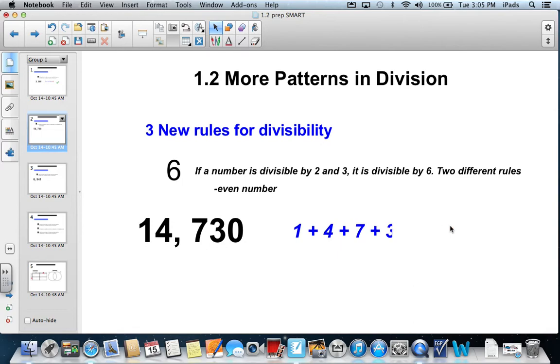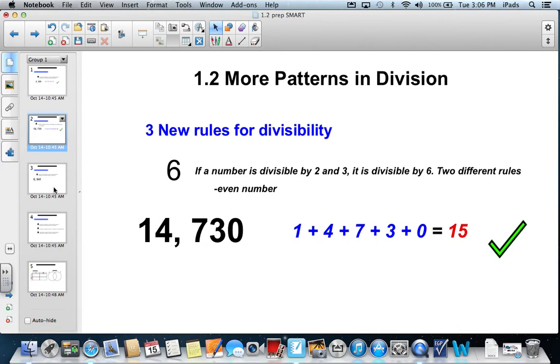So we're going to start at the beginning. 14,730, you add those digits together, 1 plus 4 plus 7 plus 3 plus 0. 1 and 4 is 5, 5 plus 7 is 12, and 12 plus 3 is 15. And then is 15 divisible by 3, as I've already shown you? Yes, it is. So if 15 is divisible by 3, and we added all these digits up, 14,730 is divisible by 3.